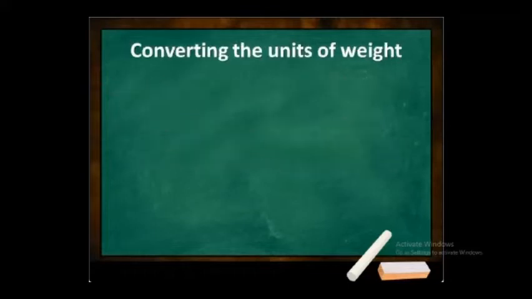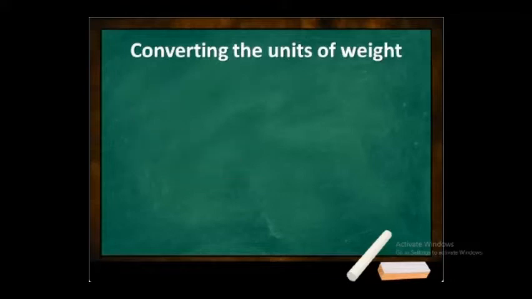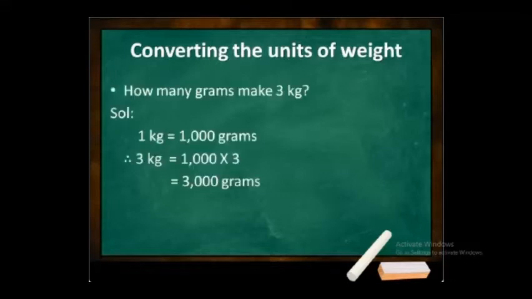Now we will solve some sums on it. How many grams make 3 kgs? So 1 kg is equal to how many grams? It is 1000 grams. So 3 kg is equal to 1000 into 3. You have to multiply it. So when you multiply 1000 into 3, you will get 3000 grams. So 3 kg is equal to 3000 grams.